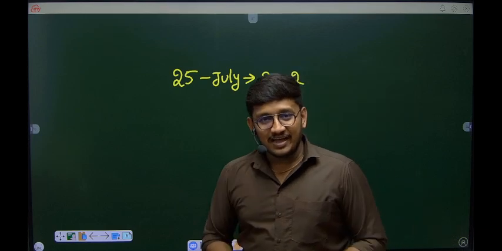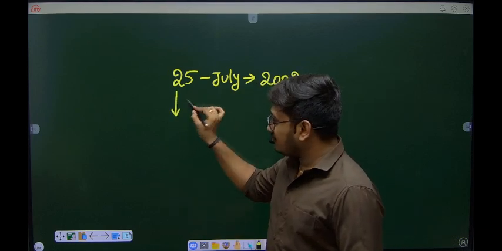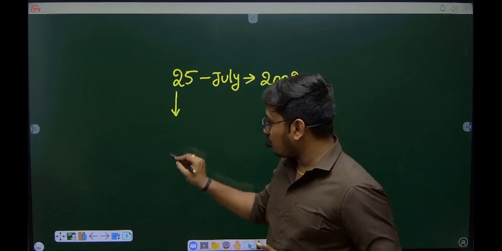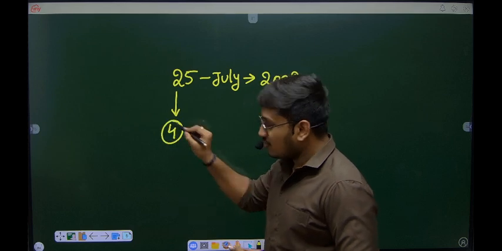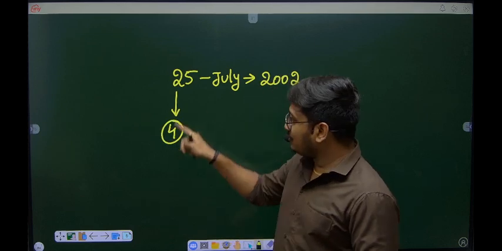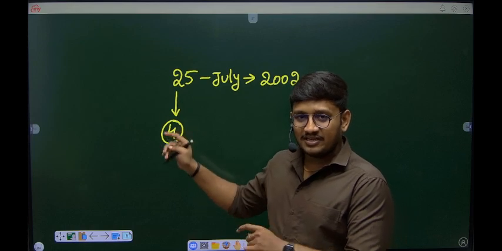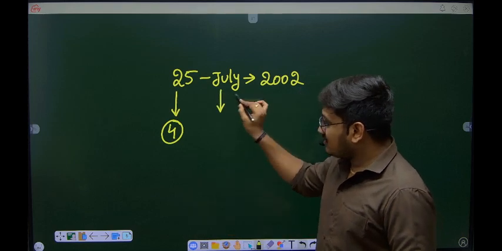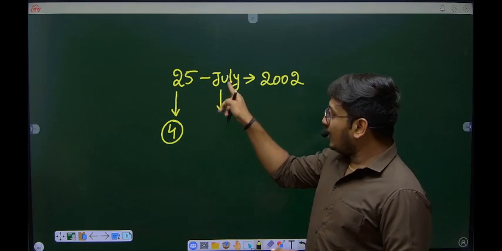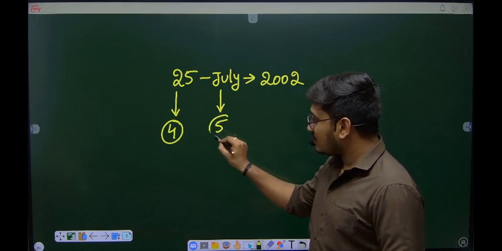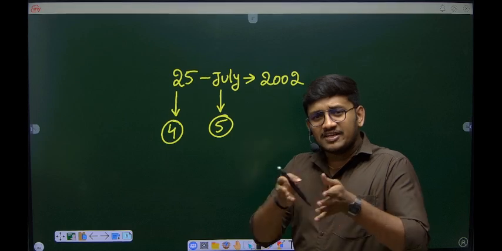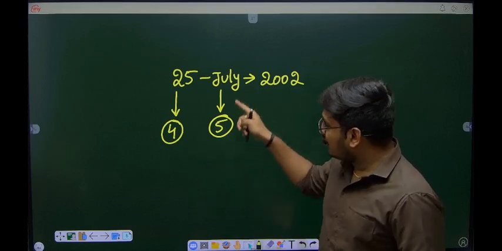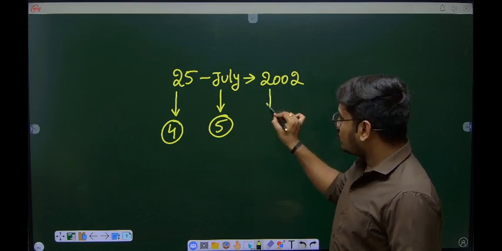Now let's try to calculate. Simple, guys. 25: how many odd days are there in 25? Divided by 7, the remainder is 4. Write it as 4 odd days. Now if you see the code, July's month code is 5. No need to calculate till June; that's the biggest advantage we have with the code. July code is 5. Now, what about 2002?